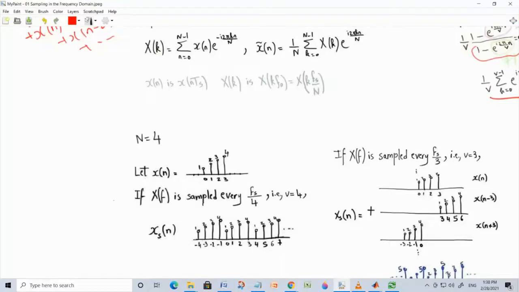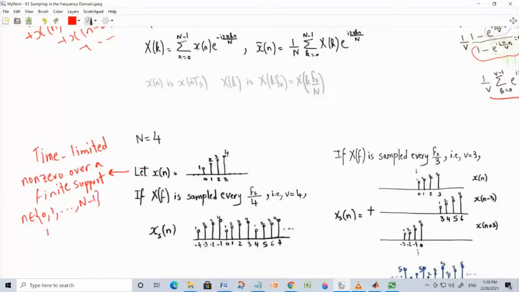Suppose that this is your x of n. What is this x of n? It's time limited. It's non-zero over a finite support, here n in 0, 1 to N minus 1. In this example, I am taking big N to be equal to 4, which means that x of n is just those 4 samples, otherwise it is equal to 0. These 4 samples, you can go and compute their DTFT, just using the definition of the DTFT.